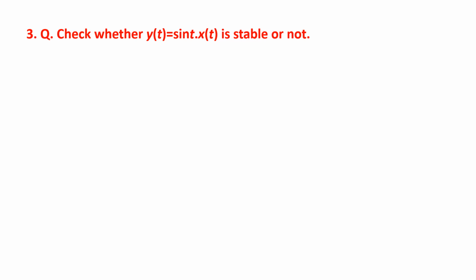The next one is y of t is equal to sin t times x of t. Here sin t varies from minus 1 to 1, so it is bounded. x of t is the bounded input. So the output is also bounded due to the bounded input. So it is called a stable system.